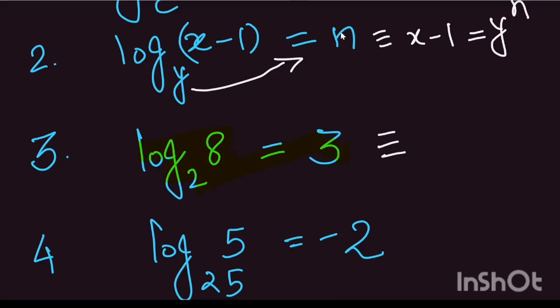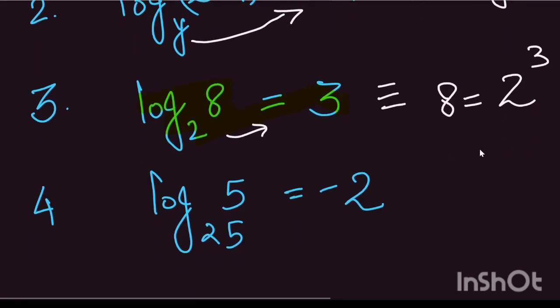is equal to 3. Again, we can use the same: 2 will come out and it will push 3. It becomes 2 to the power 3. What would be left on the left hand side would be 8 only.